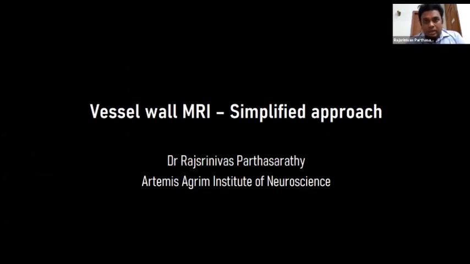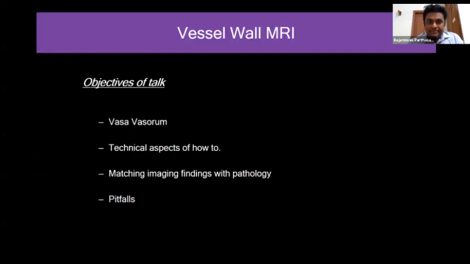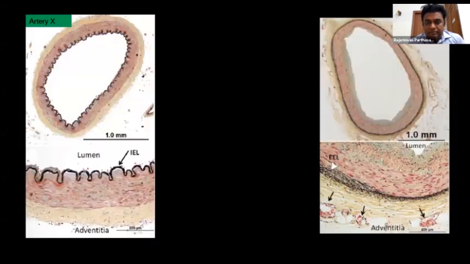So we will be discussing vessel wall MRI, more of a simplified approach to how we can interpret the imaging and match it with the pathological findings. My objectives for the talk: I would briefly talk about vasa vasorum and the technical aspects of how to do the imaging, in great detail about matching imaging findings with pathology, and briefly about the pitfalls of the imaging.